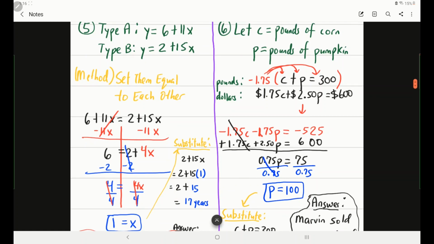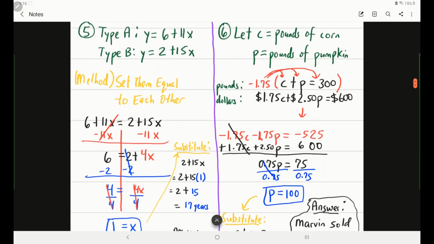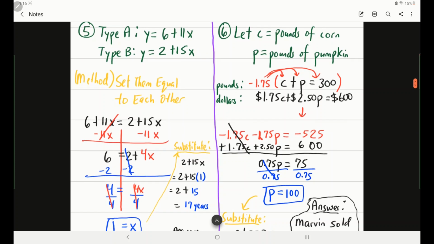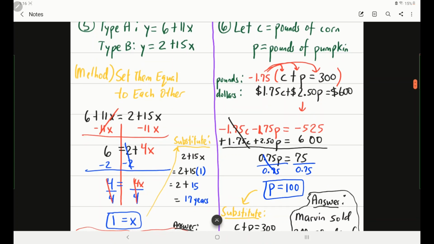So the problem says it's $1.75 per pound of corn. So that's 1.75 C. Problem also says it's $2.50 per pound of pumpkin. That's why we put plus 2.50 P. And the question also tells us Marvin made $600. So that's why it's equal to $600. Again, notice on the bottom I have dollars, 1.75, dollars again, 2.50, and dollars again, 600.